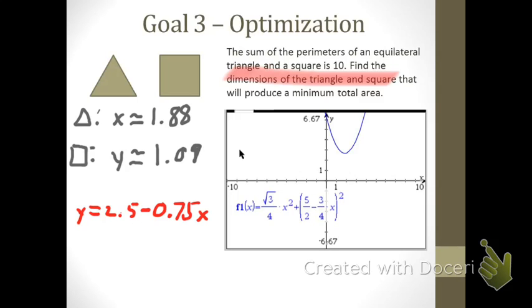Alright, now a little bit of checking your work here that's pretty simple to do for this one. Since there were 3 sides of the triangle and there are 4 sides of the square, if you multiply 3 times 1.88, because that was the triangle, and then you multiply 1.09 times 4 and then add those together, you're going to find out that you do get 10. Alright, that will add up to the total perimeter of the two figures. And of course you could use your area function that we had right here. I've got the fractional version. But you can use your area function to determine what that actual minimum area was.